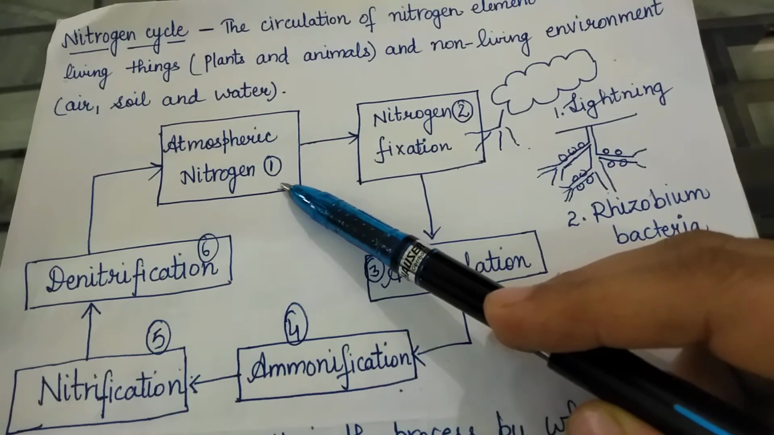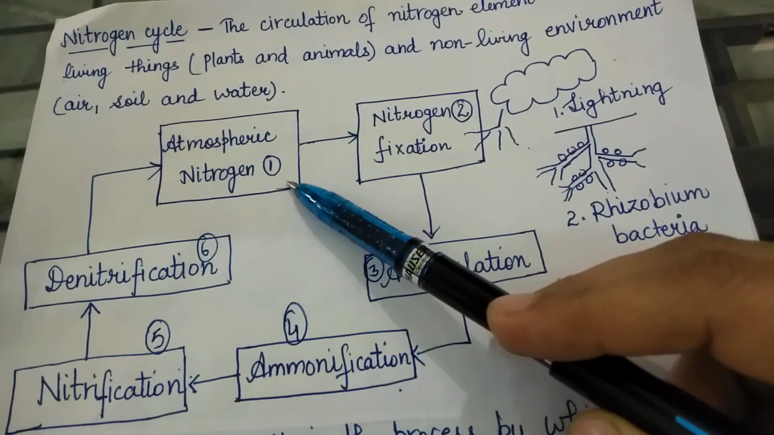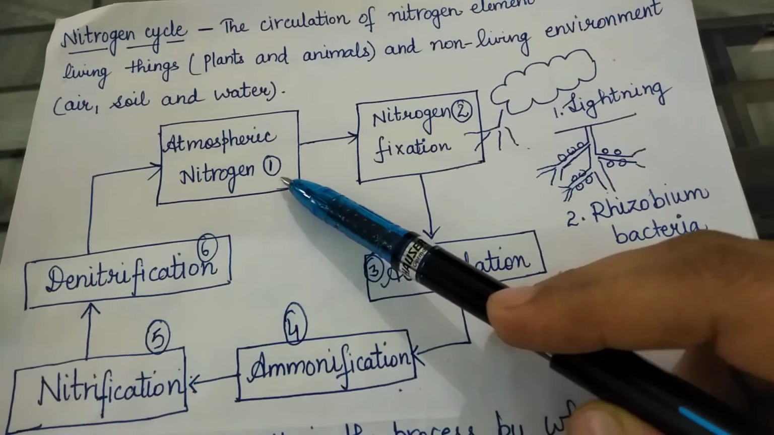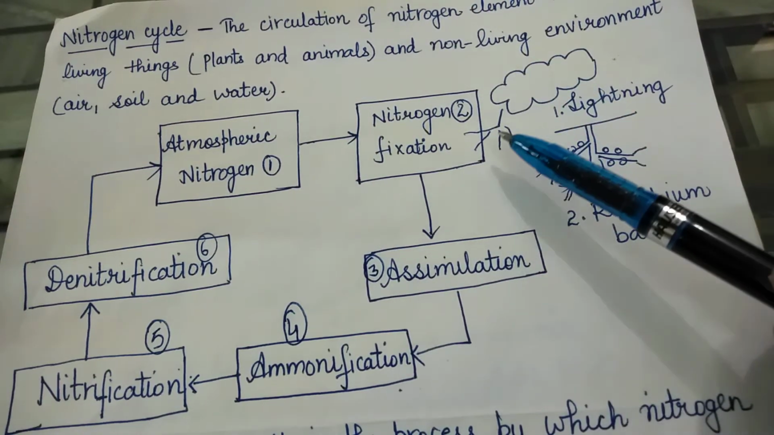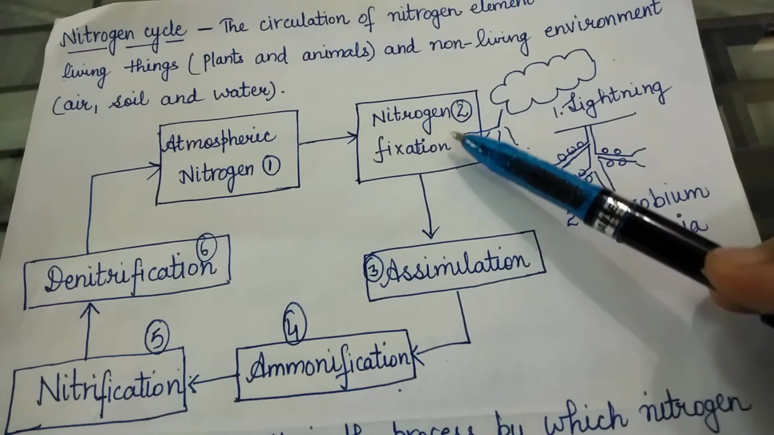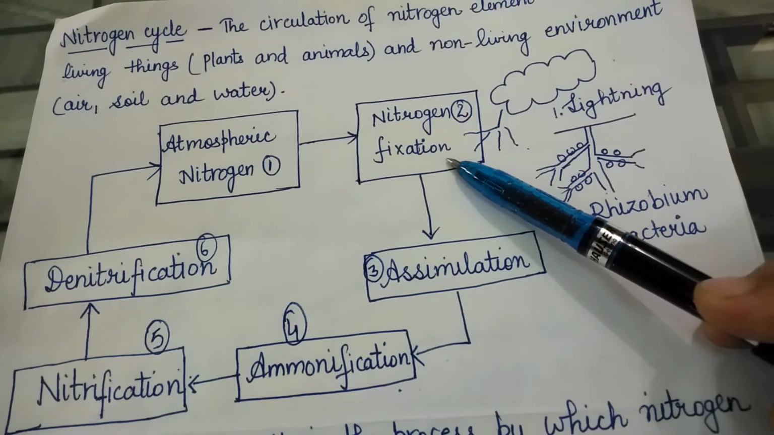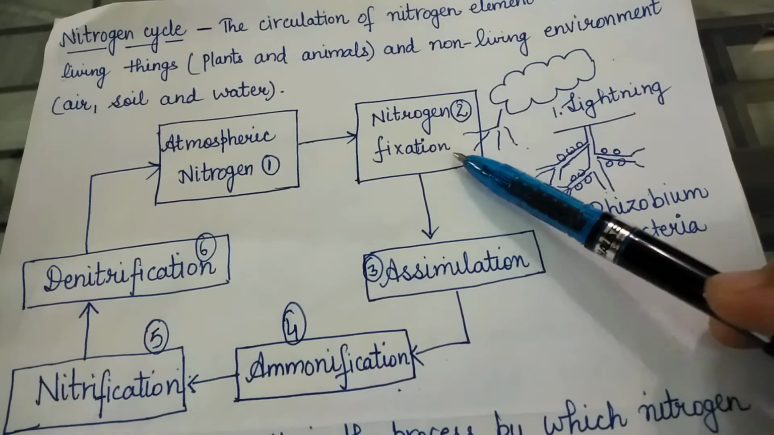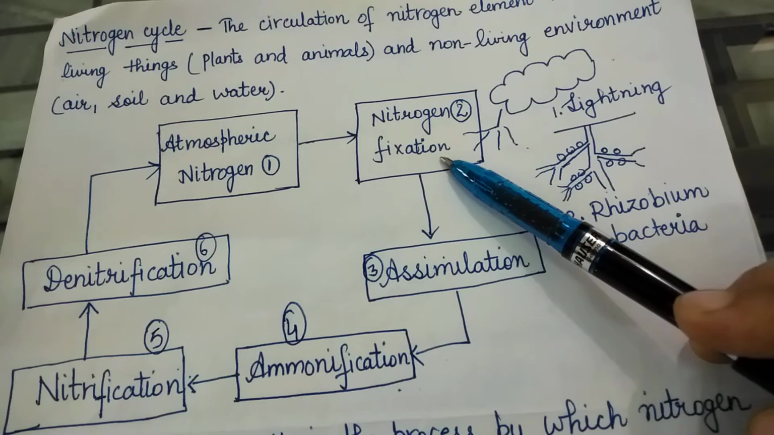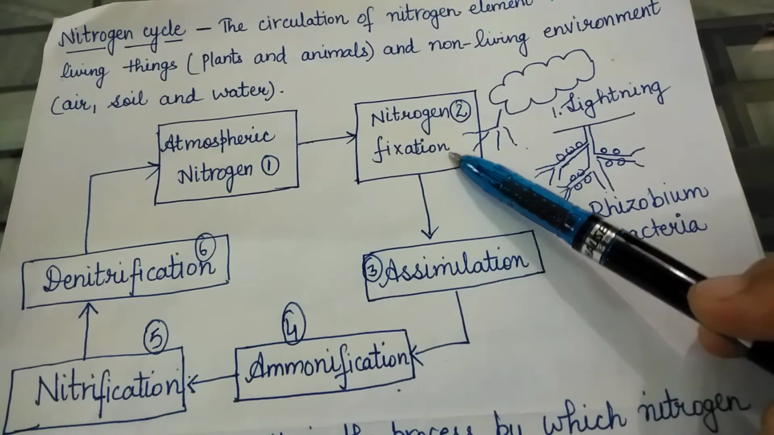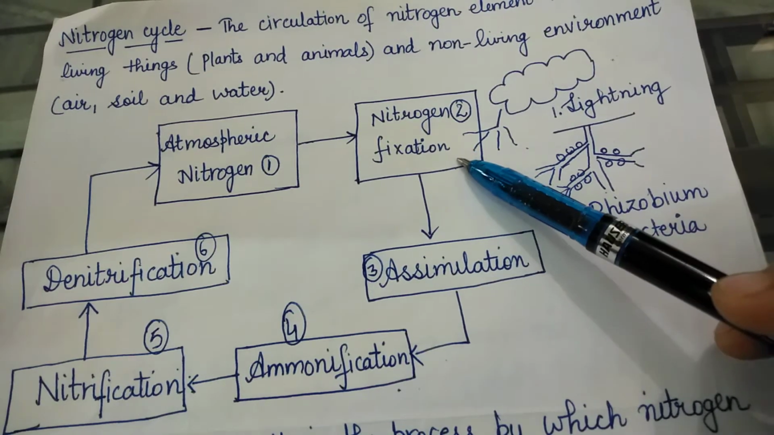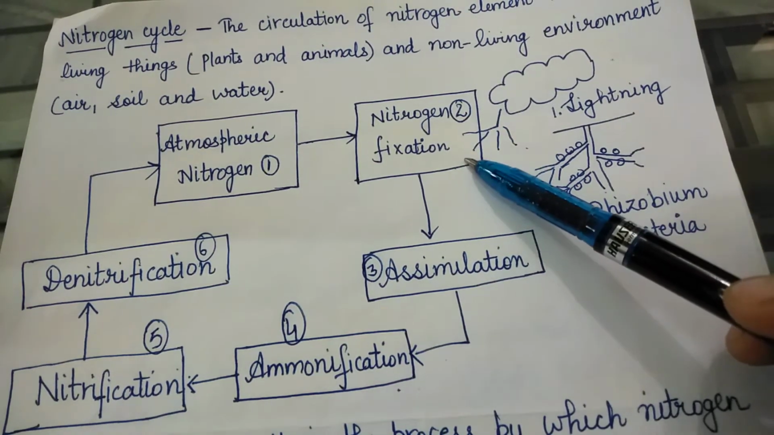I have told you many times that plants or any other living organism are not able to use atmospheric nitrogen as such. That means first we have to convert this nitrogen into compounds of nitrogen. That is known as nitrogen fixation. I repeat, the conversion of atmospheric nitrogen into compounds of nitrogen is called nitrogen fixation.